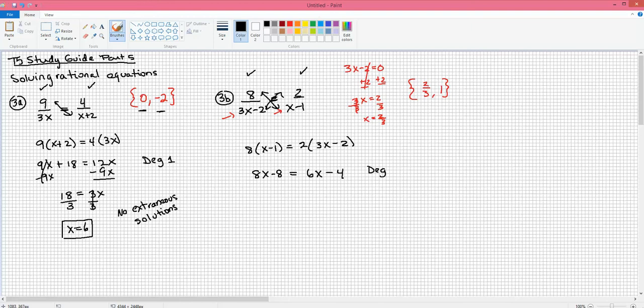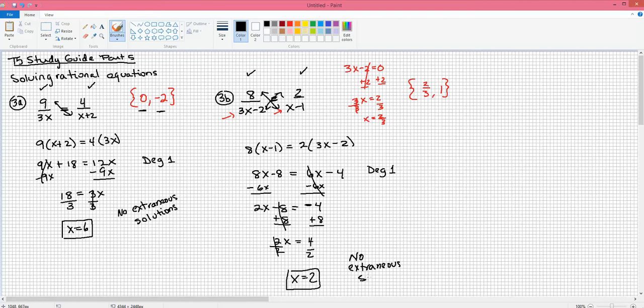And since the highest degree on these terms is degree 1, I'm going to go ahead and solve for x. So minus 6x. So I have 2x minus 8 equals negative 4. I'm going to isolate x. So I have 2x equals 4. Dividing by 2 on both sides, I have x equals 2. And since 2 is not an excluded value, this is the solution, and there are no extraneous solutions.